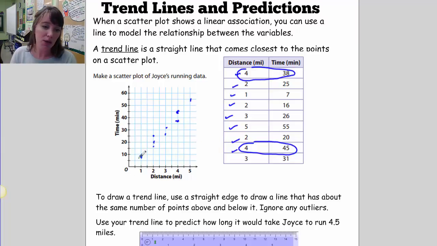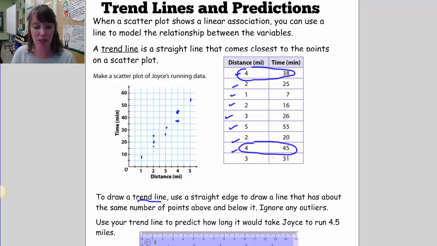So what we want to do is think about putting a line here. It's called a trend line, or the other name that it's known for is the line of best fit. So we want to use a straight edge to draw a line that has about the same number of points above it as it has below it. We want to ignore any outliers.